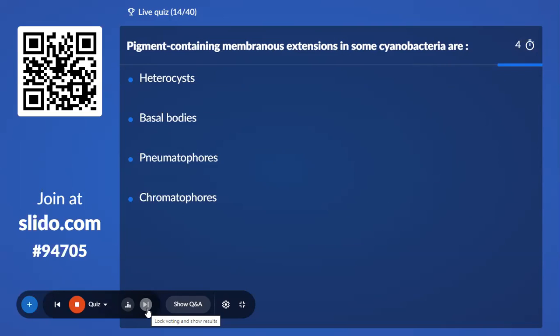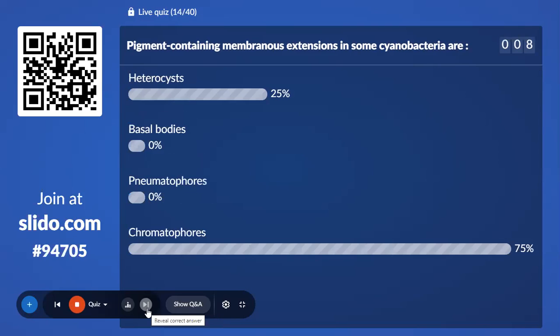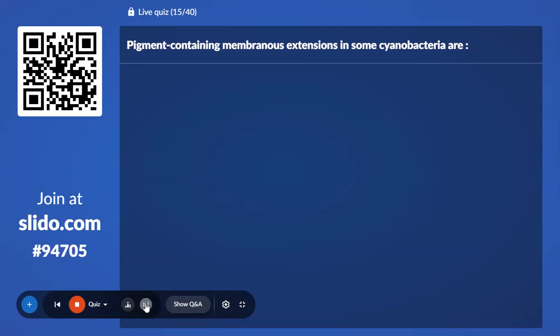Pigment containing membranous extensions in some cyanobacteria. Extensions of the cell membrane into the cytoplasm. We have the correct answer given by 75% of the students as chromatophores. 15th question on the screen.